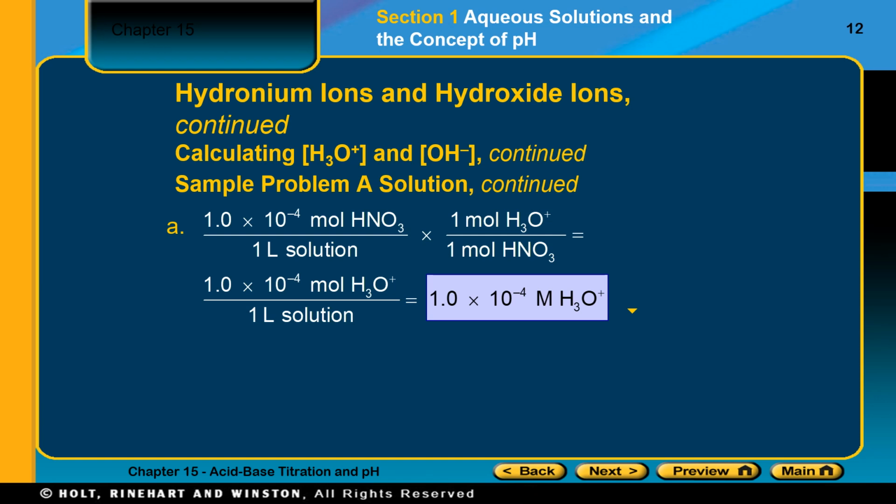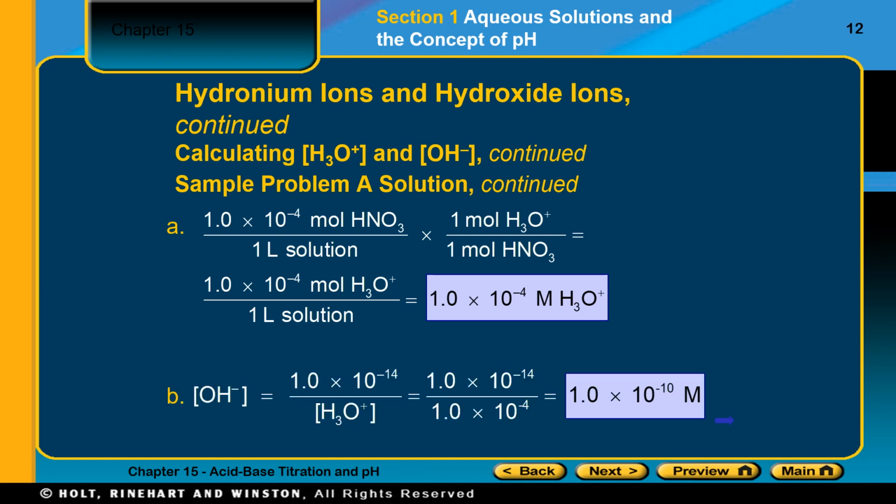All we have left to do is find out the hydroxide ion concentration for B. And we're going to take this Kw equals the hydronium ion concentration times the hydroxide ion concentration and solve for OH. The OH negative is going to be 1.0 times 10 to the minus 14 divided by the hydronium ion concentration, which is 1.0 times 10 to the minus 4. And my answer is 1.0 times 10 to the minus 10 molar. That's the concentration of the hydroxide ion. The 1.0 times 10 to the minus 4 molar is the hydronium ion concentration. And that's as far as we'll go for today.